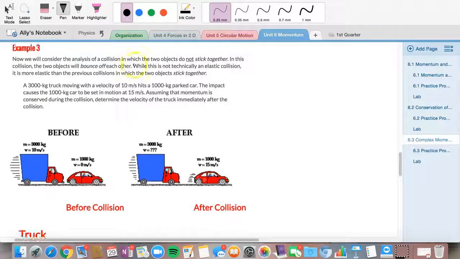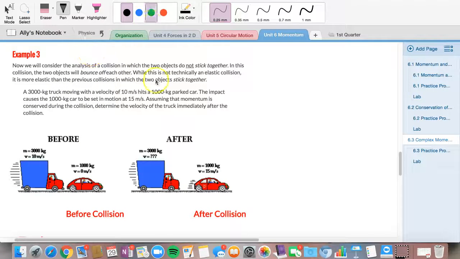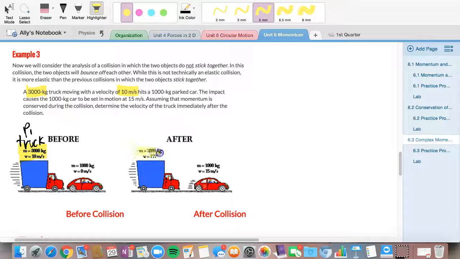This one's a little different. If we read this problem here, remember we always label everything before and after. So we have a 3,000 kilogram truck, so we label that here. With a velocity of 10 meters per second, so we label that here. And then you need to label this is your truck. This is P1. Your truck is also, you're going to write it down here after as well. Here's your truck. Still P1.